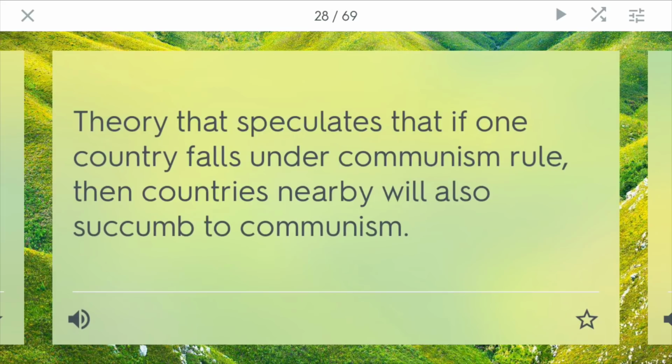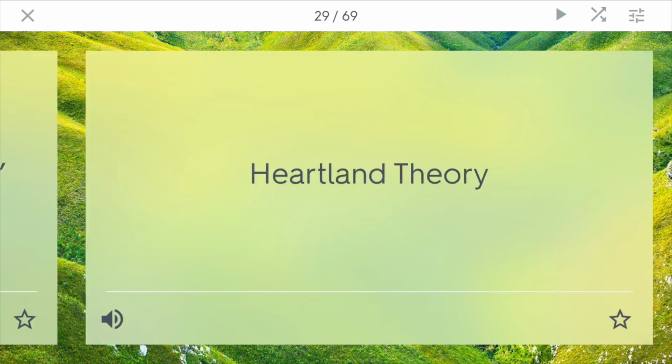Domino Theory. This is a theory that speculates that if one country falls under communist rule, then the other countries nearby will also succumb to communism. You'll learn a lot about this in World and US history.